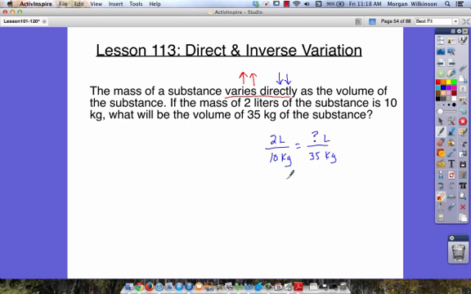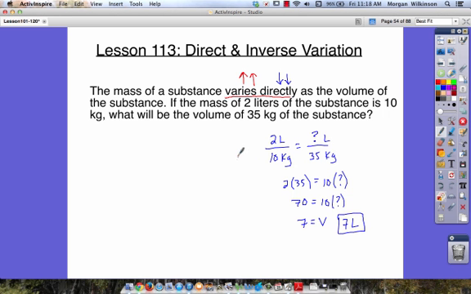If we did that, 2 times 35 is going to equal 10 times our question mark. 2 times 35 is 70, so 70 equals 10 times our question mark. Our question mark, that is our volume, V, is going to have to be equal to, well, 70 divided by 10 is 7. So 7 equals our volume, so it must be 7 liters as our answer. Now this is one way we can solve the problem. In this lesson, we're going to look at another way.